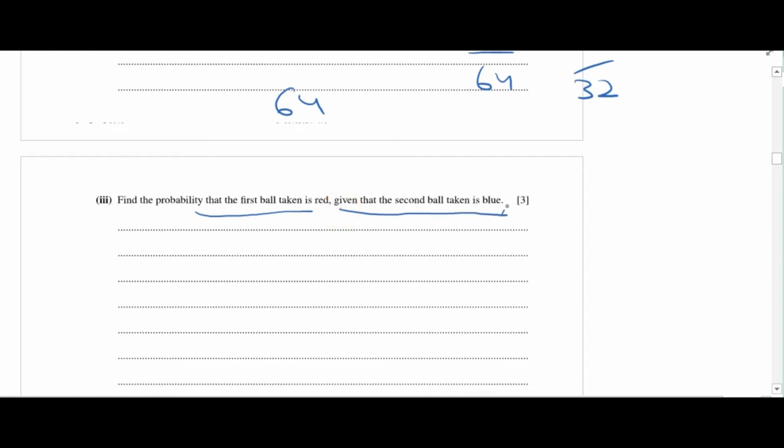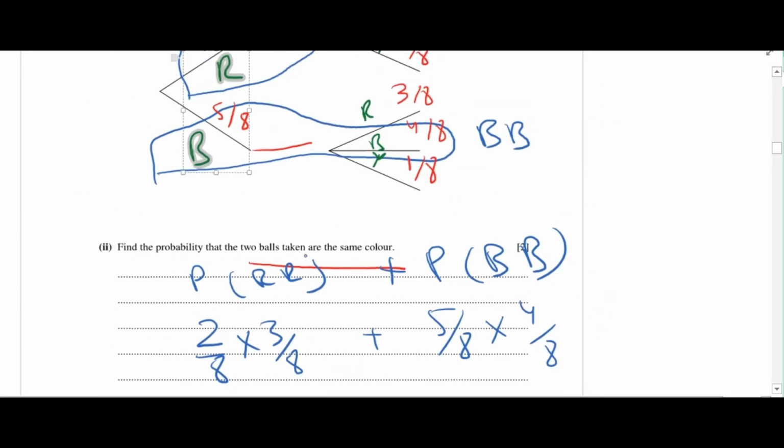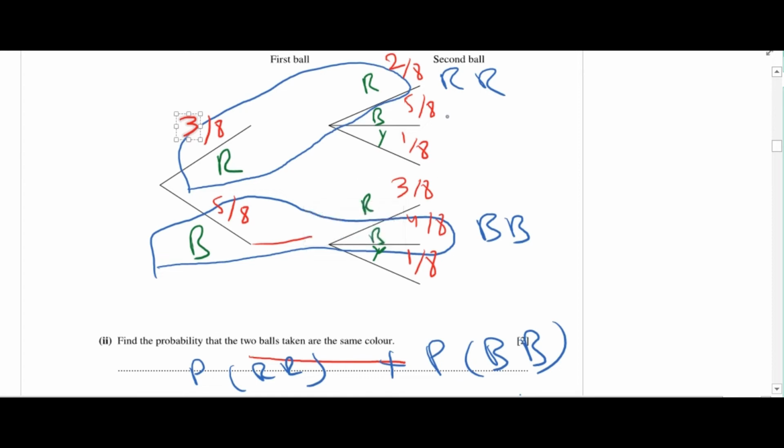In this part, we are being asked to find the probability that the first ball taken is red, but we are given that the second ball must be blue. So this is a conditional probability. We are being asked to find the probability of red given that the second ball is blue. So if we go back to our tree diagram, these are the conditions.